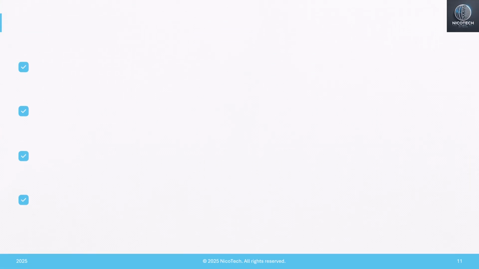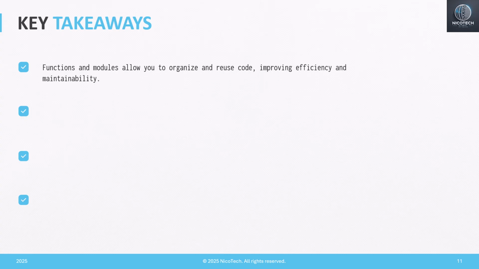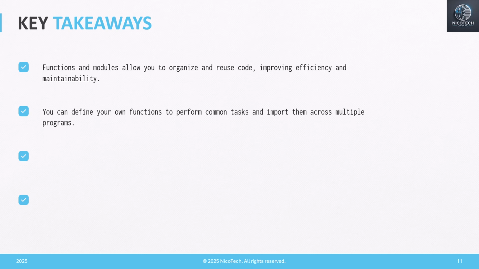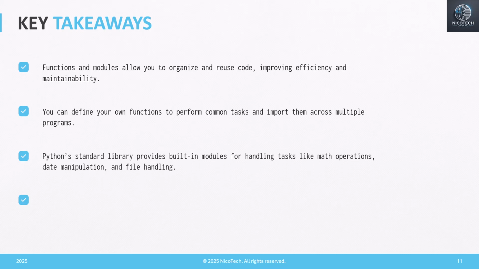Key takeaways. Functions and modules allow you to organize and reuse code, improving efficiency and maintainability. You can define your own functions to perform common tasks and import them across multiple programs. Python's standard library provides built-in modules for handling tasks like math operations, date manipulation, and file handling. For larger projects, packages help group related modules into a structured directory.